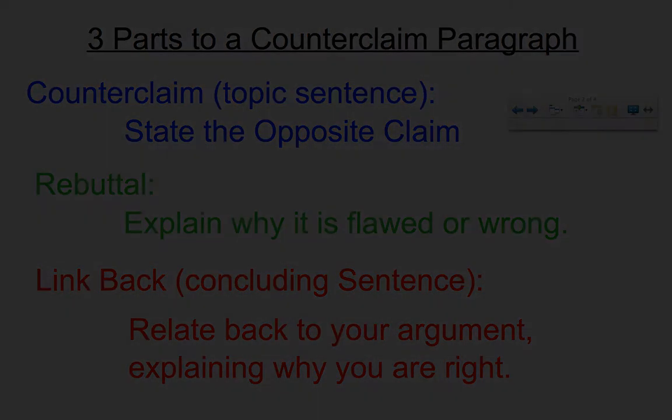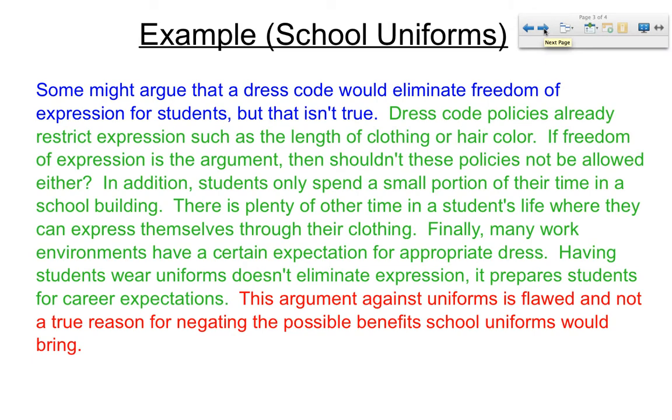So take a look at this. You can see here in my example, like I said, that there's three colors, and Mrs. VJ will read this to you. Pay attention to my blue, which is my opening sentence where I address the opposite claim, the green is where I say why it's not really true, and then my red is where I've linked it back to my argument. And the topic here is school uniforms.